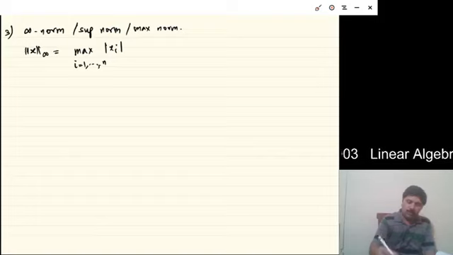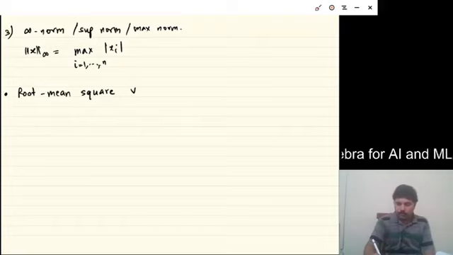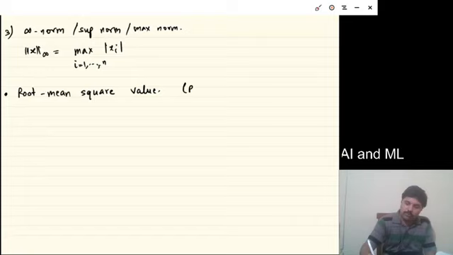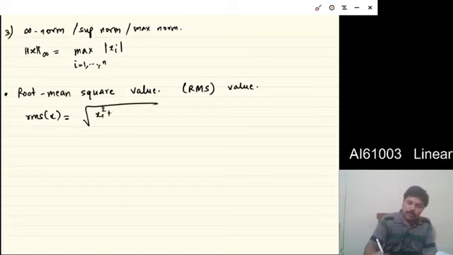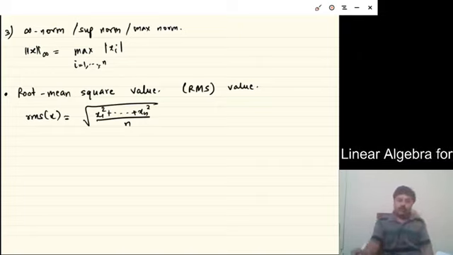Okay, so one important quantity that you can define is root mean square. Okay, root mean square value. And how do you define that? So root mean square value, many of you might have encountered this RMS value. So what is this RMS value? RMS value of x is actually defined as the square root of x1 square plus ... plus xn square, divided by n.